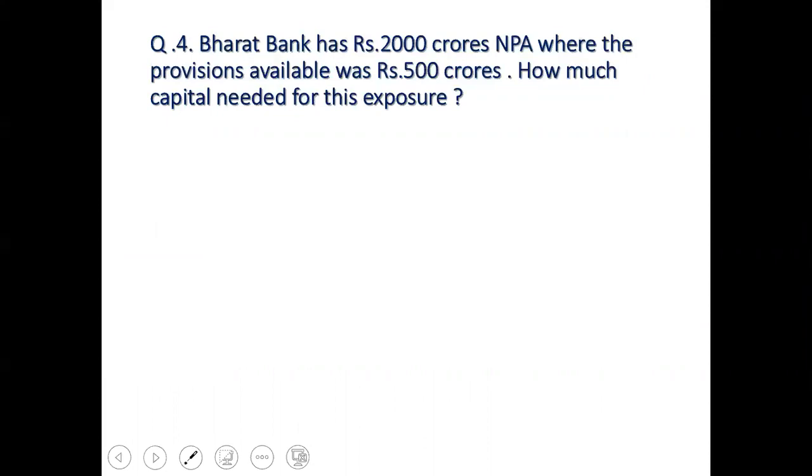Bharat Bank has got 2,000 crores NPA. Which is the category? Don't worry, simple NPA, but the provisions available is 500 crore. 500 crores constitute how much? 500 crore means 25%. So it is more than 20, but less than 50. Now what is the risk weight assigned? Tell me, boss. 100%.